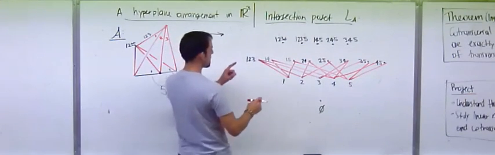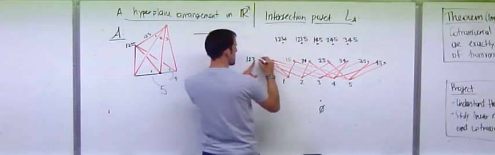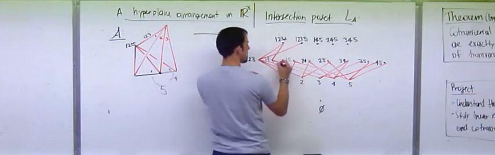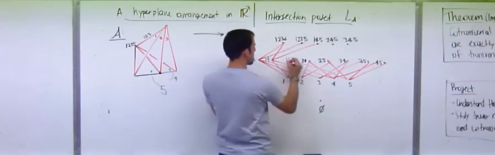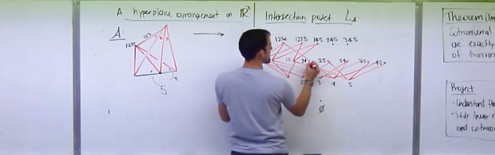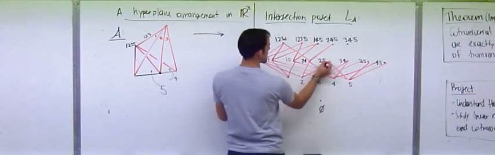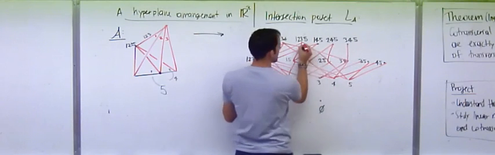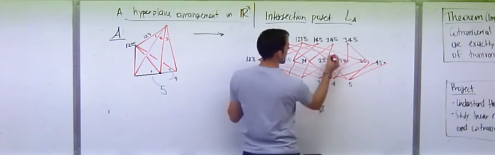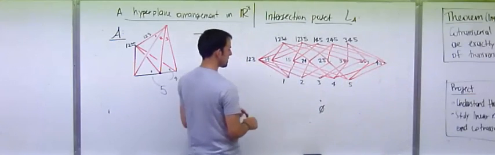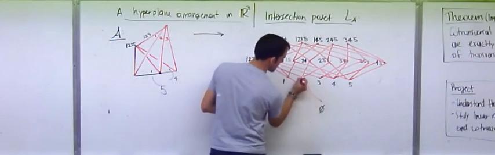Now, where's 1, 2, 3? 1, 2, 3 is contained in 1, 2, 3, 4. It's contained in 1, 2, 3, 5. 1, 4 is in this one and this one. 1, 5 is in this one and this one. 2, 4 is in this one and this one. 2, 5 is in this one and this one. 3, 4 is in this one and this one. 3, 5 is in this one and this one. And 4, 5 is in this one and this one. And the empty set of hyperplanes is in all of these.